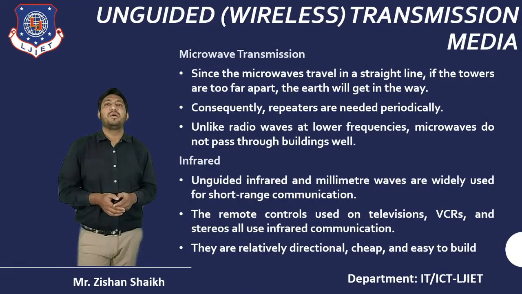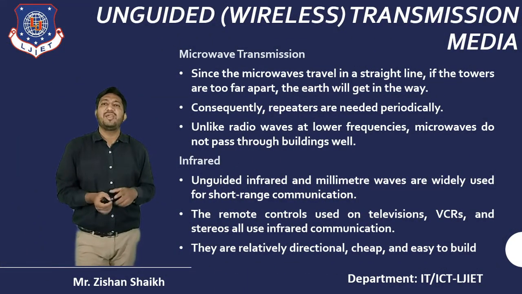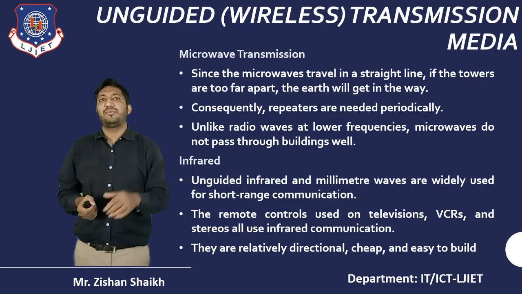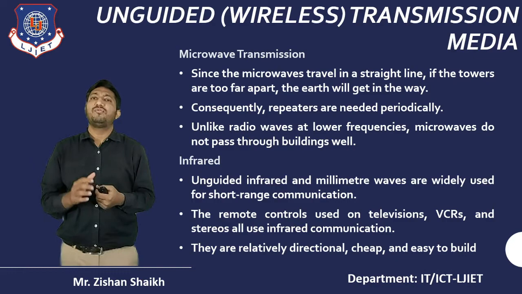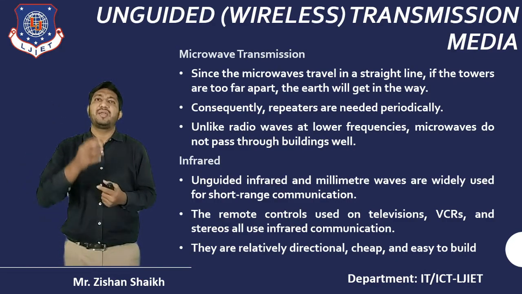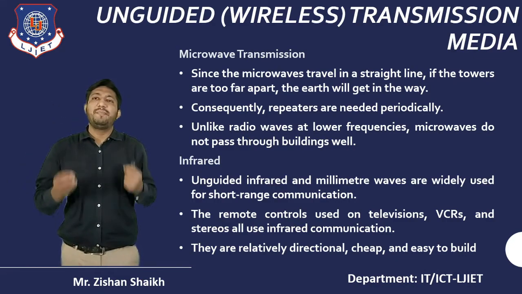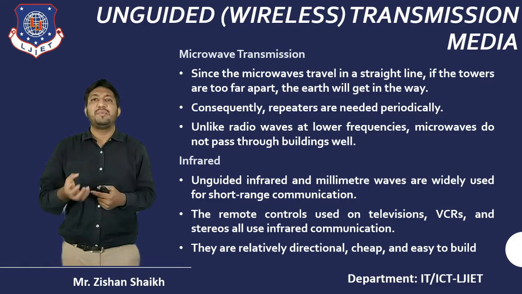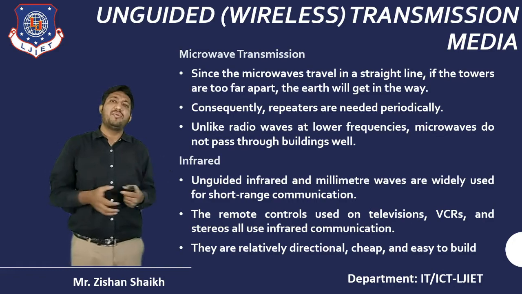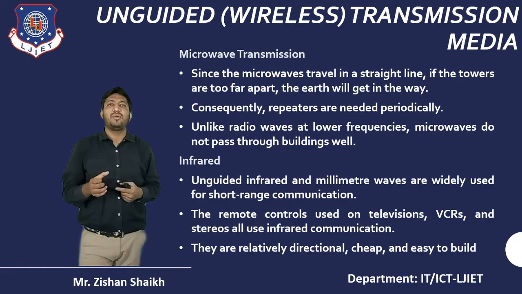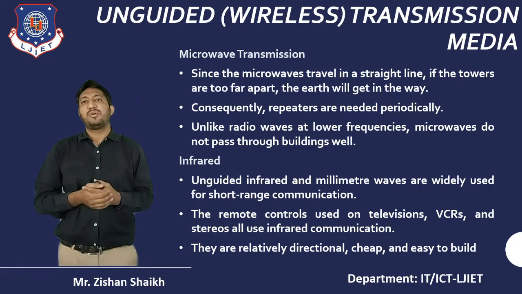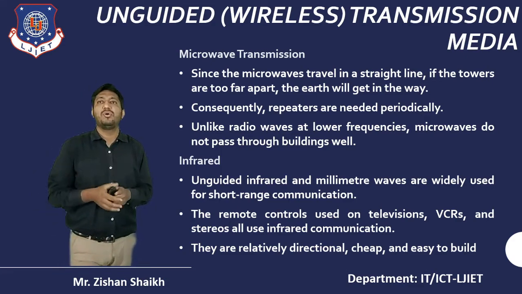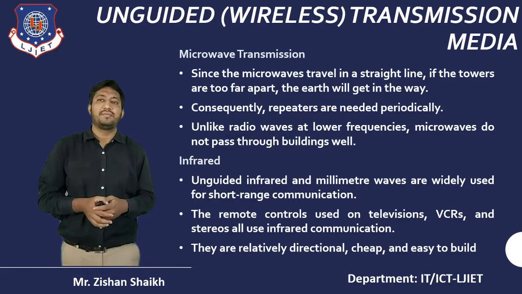Now we are moving to microwave transmission. Microwaves also travel in a straight line. If the towers are too far apart, then the earth will get in the way. So repeaters are used because our signal strength becomes low. Unlike radio waves, microwaves do not pass through buildings because the frequency is very high, so they cannot generate that type of power.